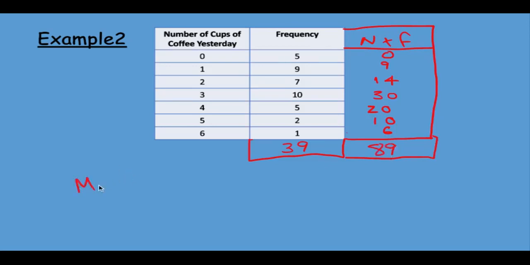So our mean number of cups of coffee that people drank is 89 divided by 39. Right, so I've got 2 decimal places. I've got 2.3. So on average, people had 2 cups.